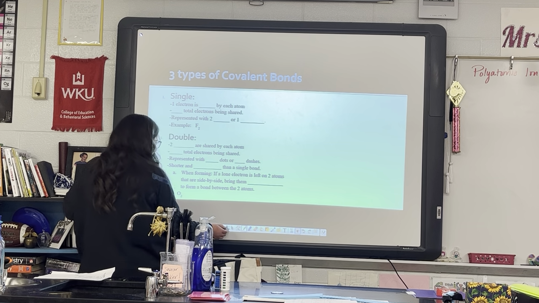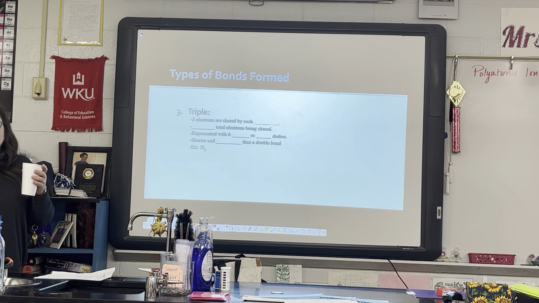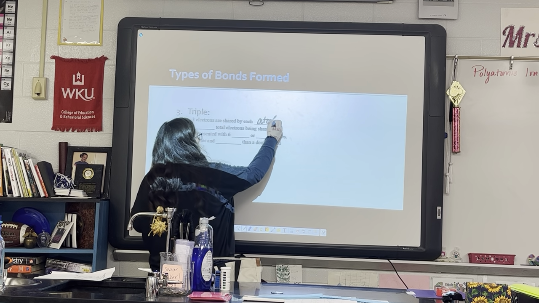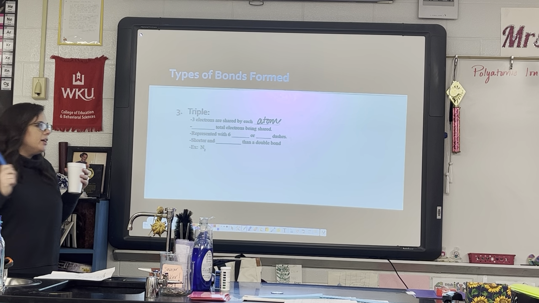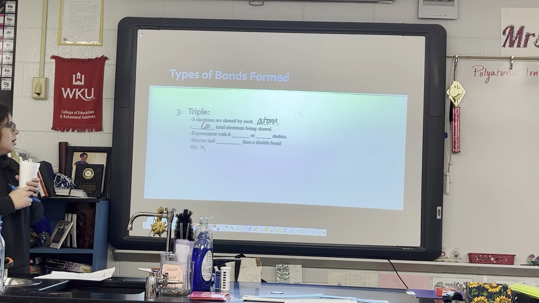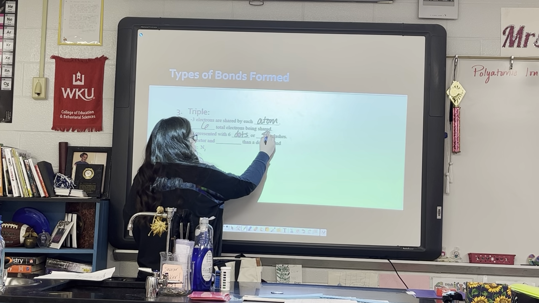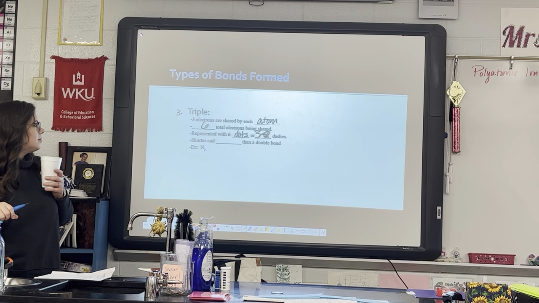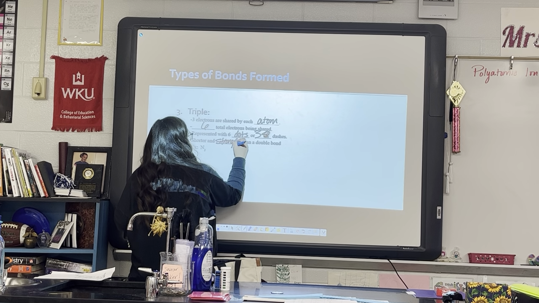All right, and the last one is a triple bond. A triple bond is when you have 3 electrons shared by each atom. So I have 3, Zach has 3. How many total are we sharing? 6. 6 total electrons are being shared. So we can represent that with 6 dots or how many dashes? 3. I almost wrote 6. 3 dashes. So these are shorter and stronger than a double bond.